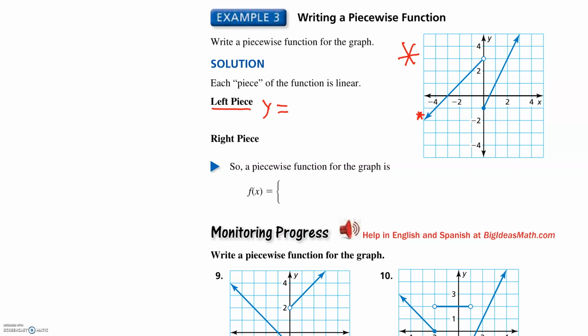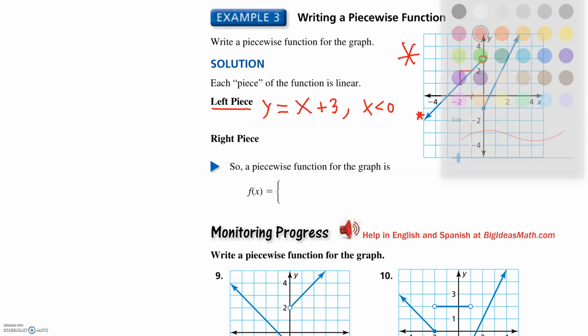let's see, we're going to find the slope of that. It's up 1 and right 1, so that's a slope of 1. So y equals 1x, y equals mx plus b. We have a 3. Notice those are x values that are less than 0 because we've got the little open circle right here, and we've got all the x values that are less than 0. That's the left piece.